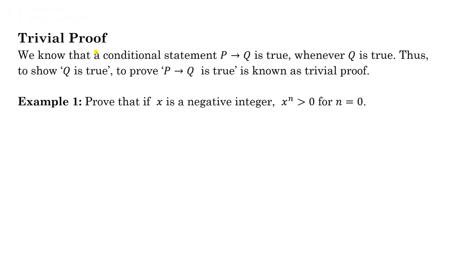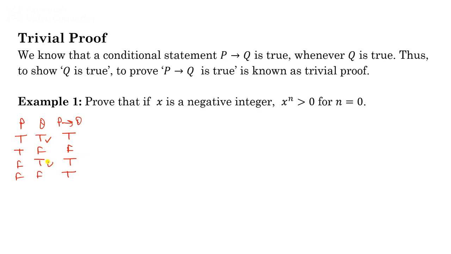Now start with trivial proof. Before describing trivial proof, I will go to the truth table of P implies Q. We are already aware of the truth table of P implies Q. So look at this. Whenever P is true and Q is true, P implies Q is true. Second combination, P true and Q false, then P implies Q is false. When P is false and Q is true, this is true. When both are false, then it is true.